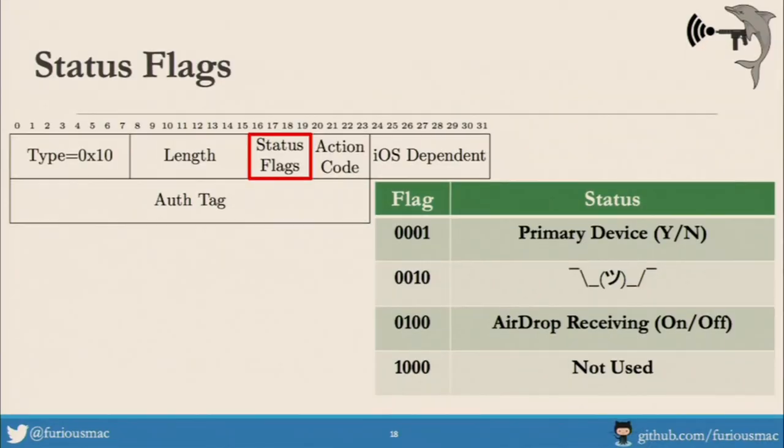So this first one is the status flag. There's a couple of bits that can be turned on and off, and they mean different things. For example, with the least significant bit, you can actually tell if the device is the primary device on an iCloud account. You can also see a user's AirDrop receiving options, if it's on or off. And we're still trying to figure out a couple of them.